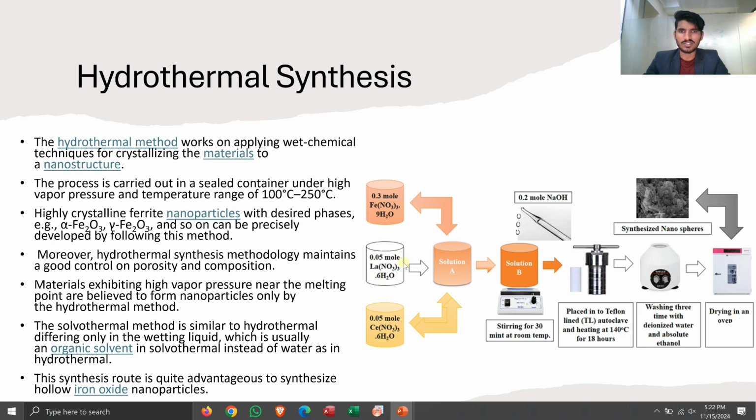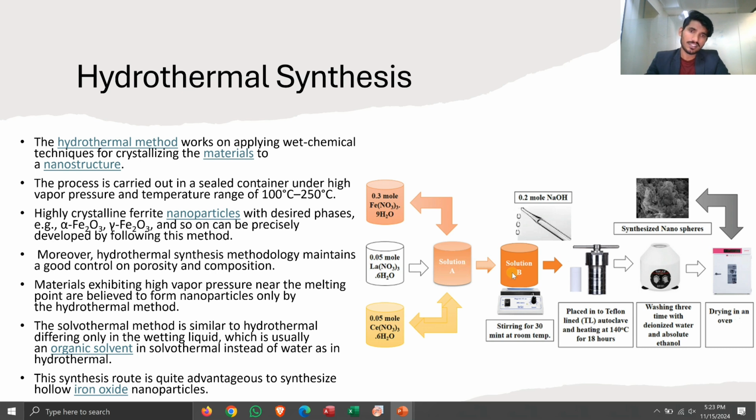For the formation of lanthanum cerium ferrite, I am going to take all three salts in the desired ratios: the salt for lanthanum, the salt for iron, and the salt for cerium, in the specific ratio that I want. Then I have to mix all three salts in a beaker with water and stir it for 30 minutes.